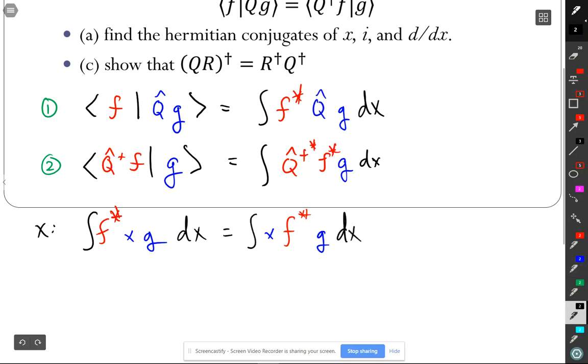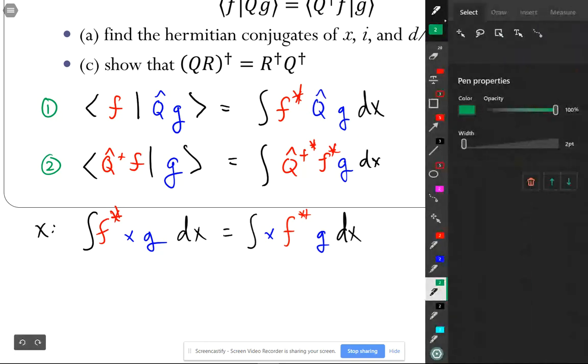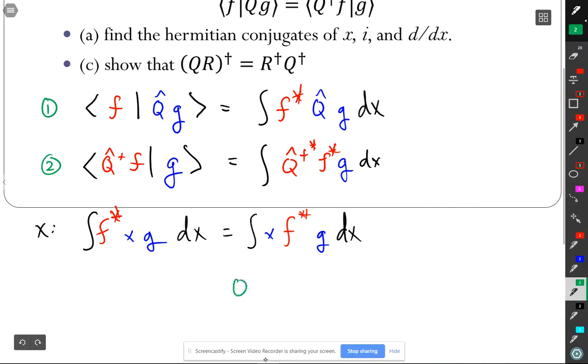dx. And now by inspection, I can make the identification that Q, in this case, was X, right? So X operator dagger star is equal to X. So how do I find X dagger, X operator dagger, if I have X operator dagger star?